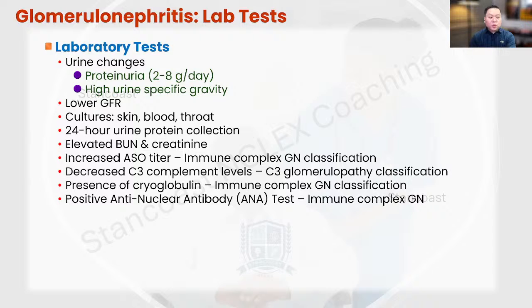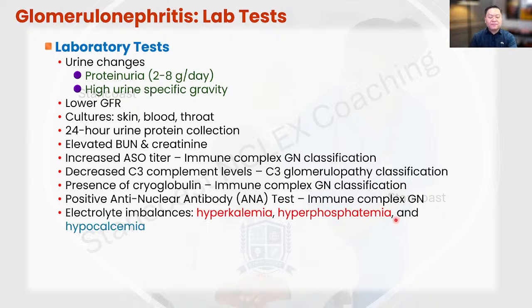Now, we also have positive anti-nuclear antibody or ANA testing, and this will signify that there is presence of antibodies that are targeting the body's own cells, and this is common to the immune complex type, and especially in the case of lupus erythematosus. Okay, so think about the first class, and then we also have to expect possible electrolyte imbalances.